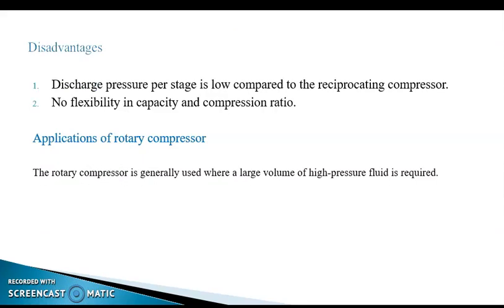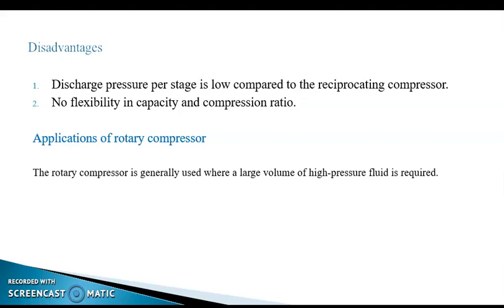The main disadvantage of this rotary compressor is that the discharge pressure per stage is low compared to the reciprocating compressor, and there is no flexibility in capacity and compression ratio. The compression ratio is not fixed, but in the reciprocating compressor the compression ratio is fixed and is higher than the rotary compressor. In the rotary compressor, the compression ratio is lower than the reciprocating compressor.